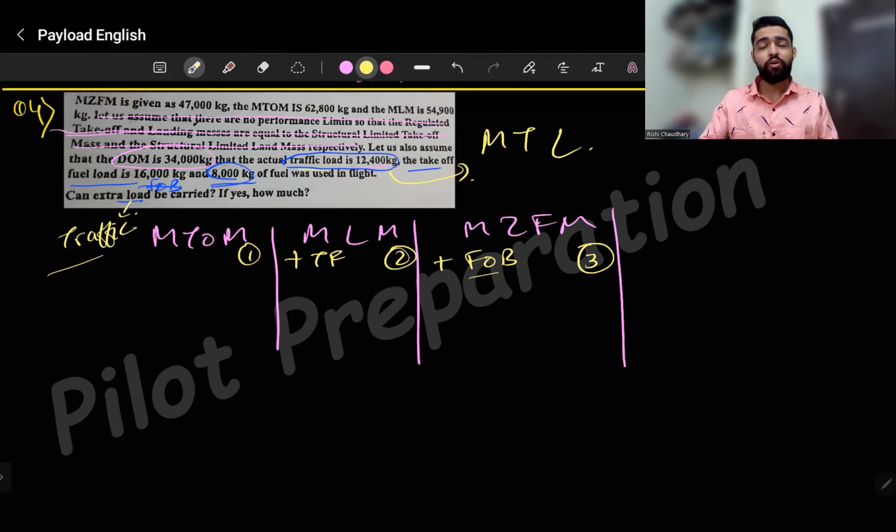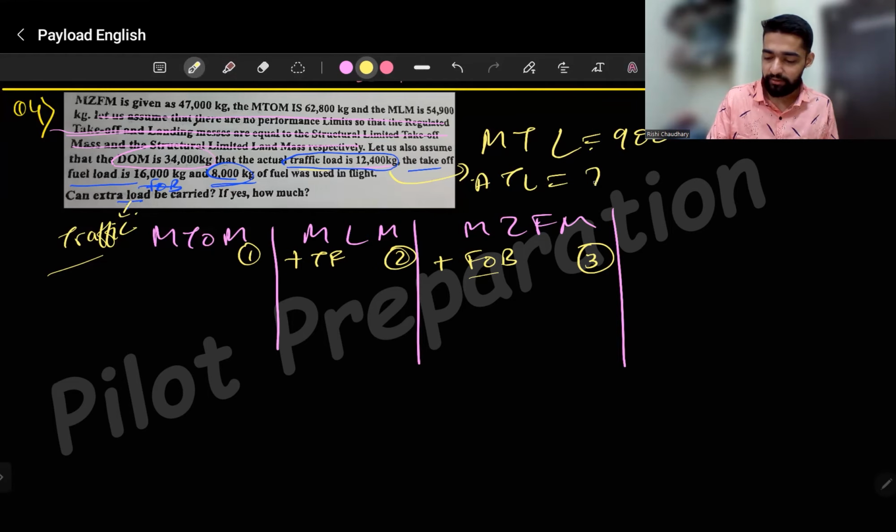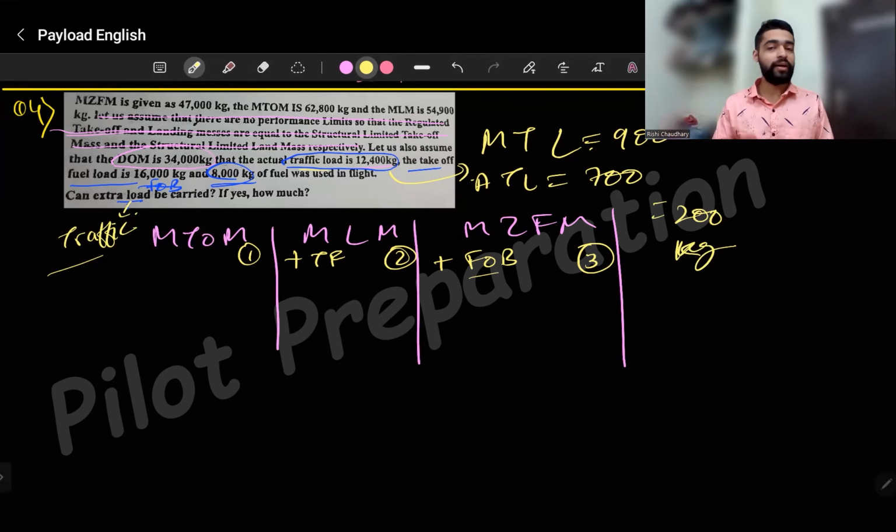That means this is the load which will be going inside the aircraft, but we can have a little more load, right? Sometimes when we calculate, we find that the maximum traffic load comes out to be, just imagine, 900, and my actual traffic load is 700. So I have 200 kg more to fill in my aircraft, correct? Similarly, if my actual traffic load and maximum traffic load are the same, then I cannot have any extra load in my aircraft. Otherwise, it will damage my structure and the performance of the aircraft.